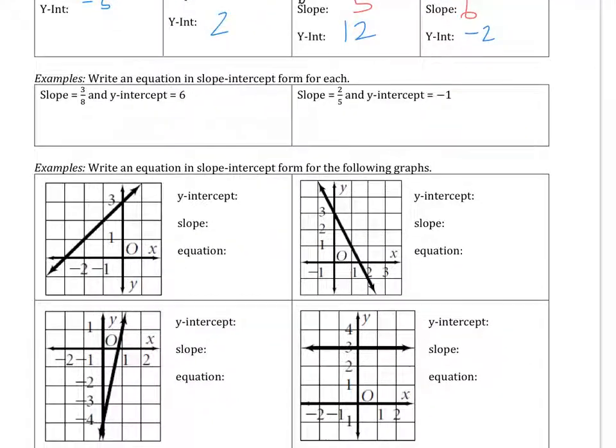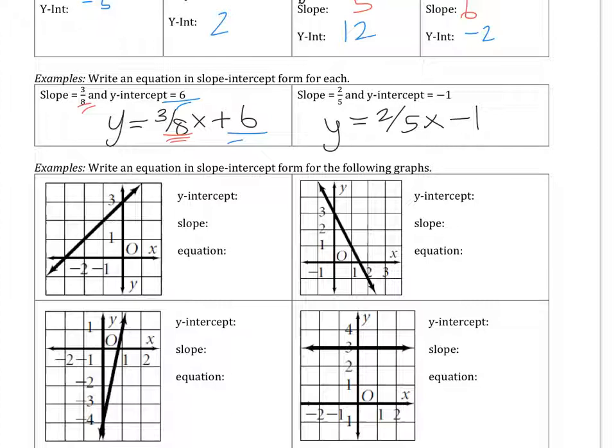Okay, next part, write an equation for a line in slope-intercept form. So you're given the slope and the y-intercept, and you have to write an equation for it. So it's going to be y equals the slope, which is 3/8, times x plus 6. So I put the slope in front of x, and I put the constant by itself as the y-intercept. Next one, if the slope is 2/5 and the y-intercept is -1, it is y equals 2/5 x minus 1.